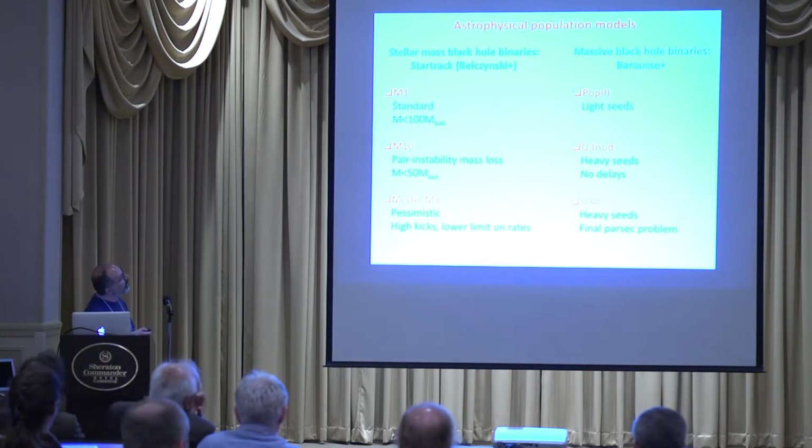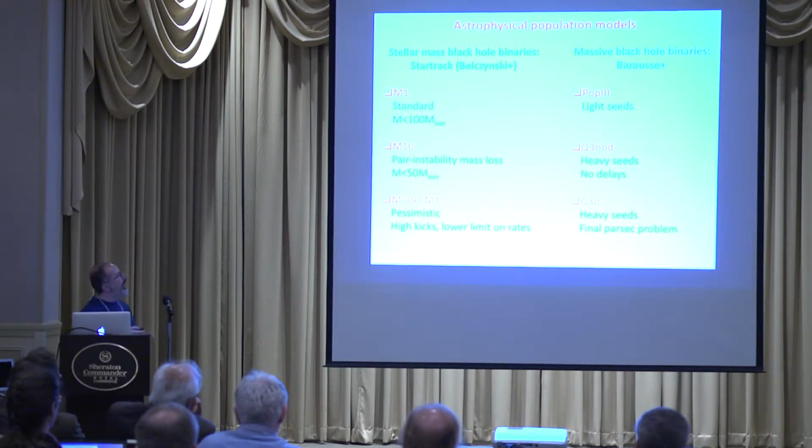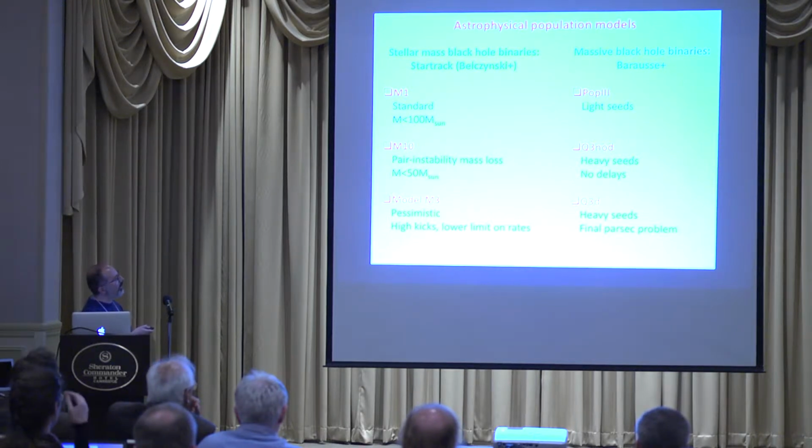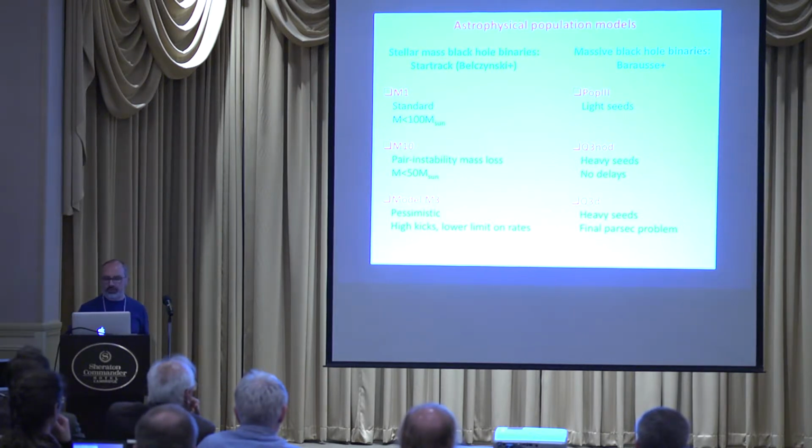Here we have 3 models that I got from Enrico Barausse and the collaborators, where the black holes are formed, as in previous work that we did with Marta many years ago, in 2 ways, either from light seeds or from heavy seeds. And in the case of heavy seeds, it turns out that it's also important to take into account the final parsec problem, whether there's a delay between galaxy mergers and black hole mergers or not.